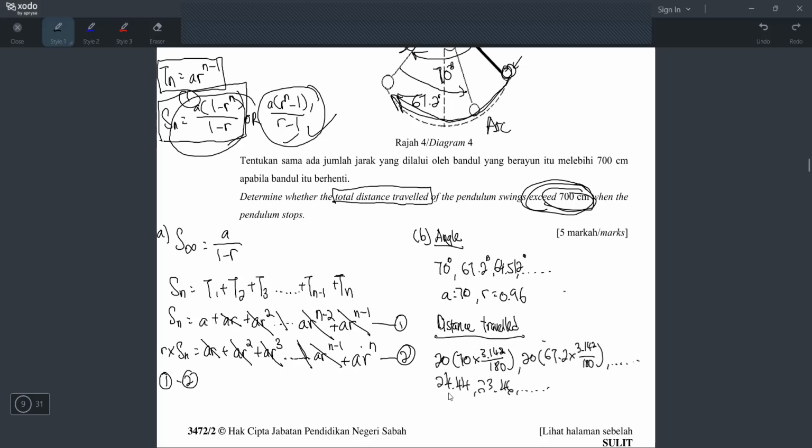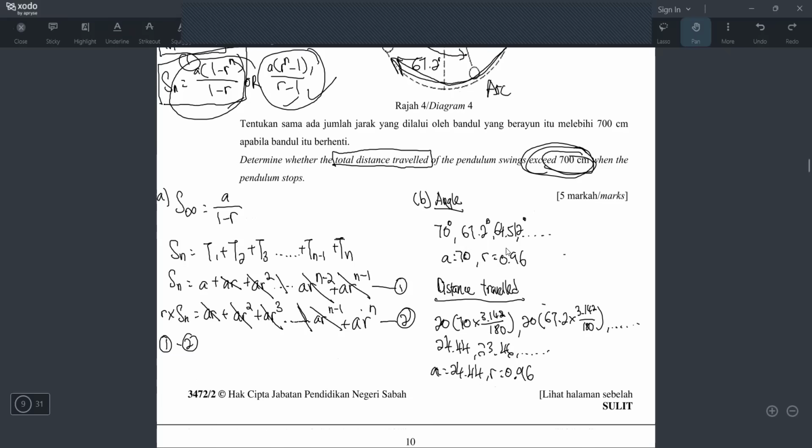And then it will keep going, right? So what is the A? The A will be 24.44 and the R will be 23.46 divided by 24.44. Let me press. I get 0.9599, which is 0.96. Oh, surprisingly, it's the same as this. But I think to be safe, you have to do it again also, just to be safe, because sometimes when you use the formula, it will change the R also. But since it's the same, now we can proceed to find the Sn.